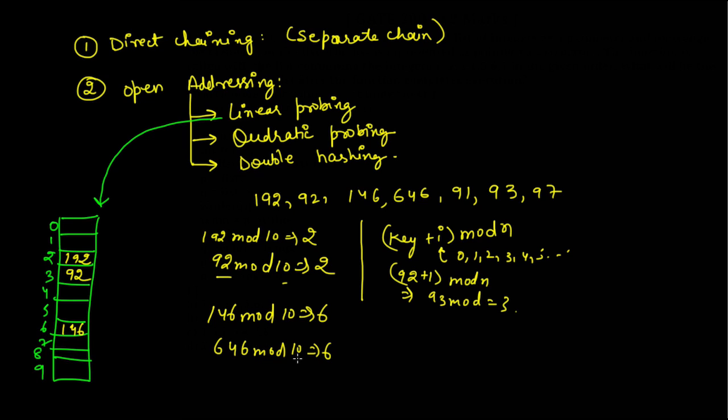But as you can see in location 6, we are already having some data, and the data is 146. So we cannot store this data. So what we are going to do now is calculate the next location. So how will you calculate the next location? By using this hash function.